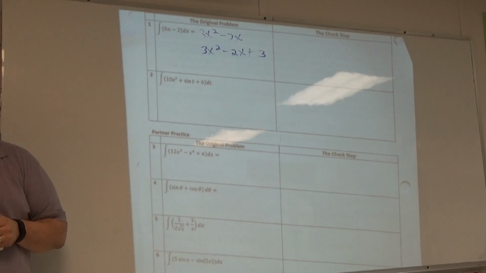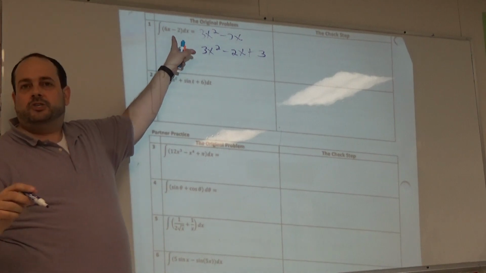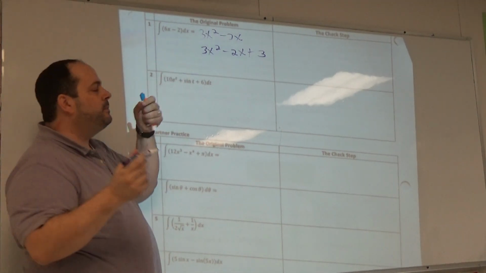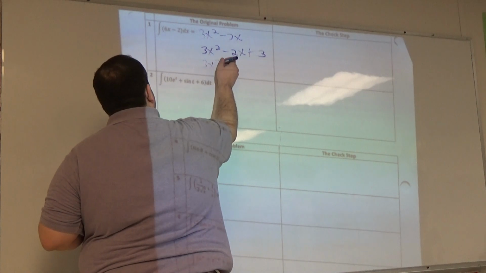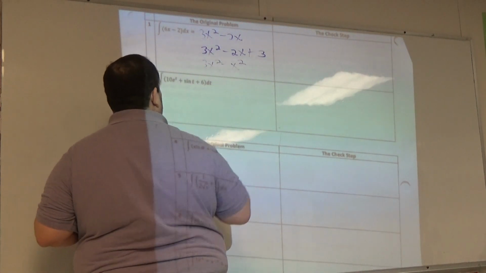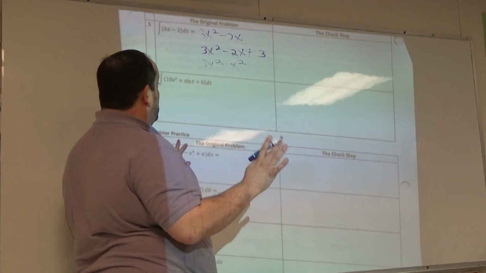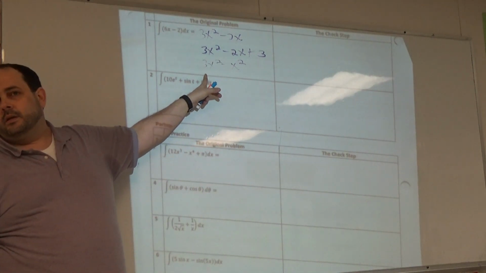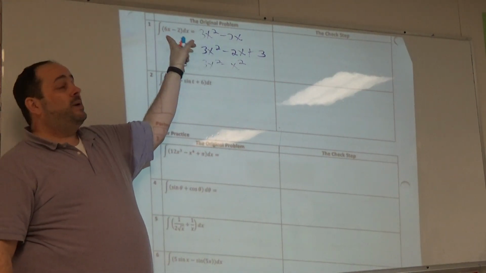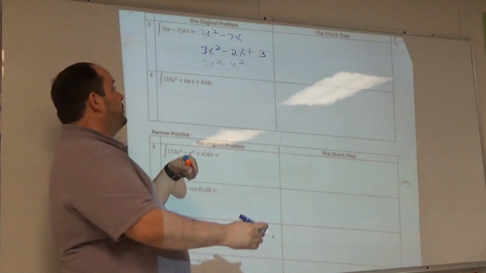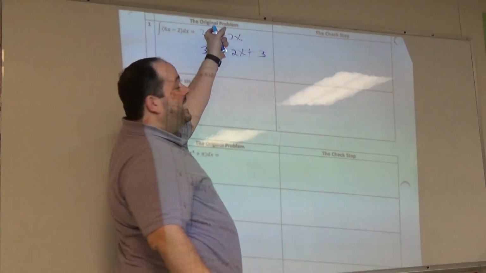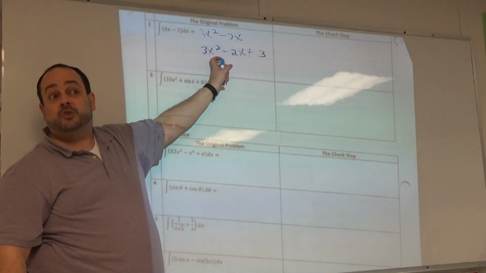Does anybody else have a function that has 6x minus 2 as its derivative? Kimberly: 3x squared minus x squared. Does that work? No, because it'll be 2x. 6x minus 2x, not quite. Good try, doesn't work. Instead, 3x squared minus 2x works. 3x squared minus 2x plus 3 works.